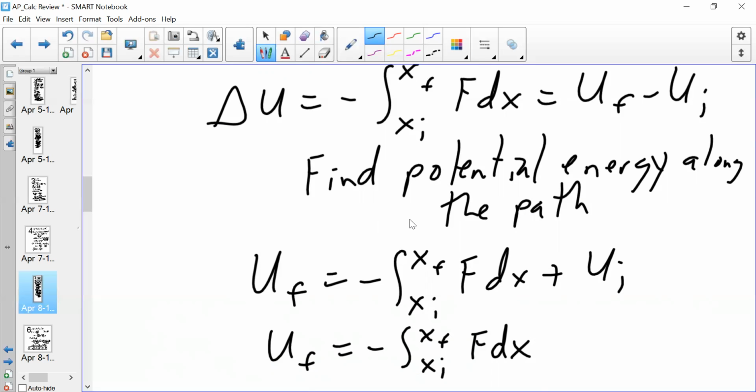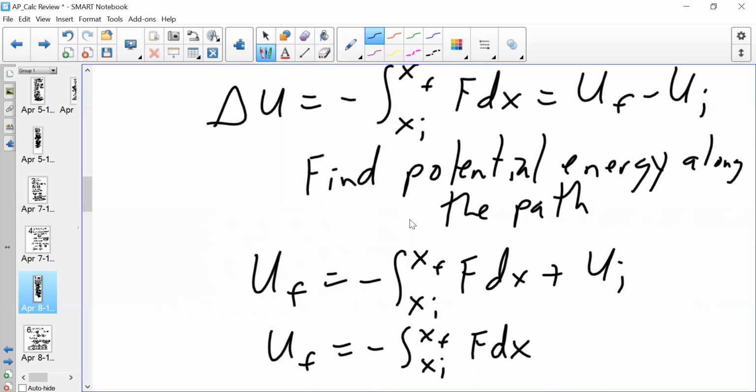So we can use the function of potential energy to find the force. We'll see in a moment here that if we want to find the force applied on an object from a potential energy function, we just take the derivative of that potential energy function.